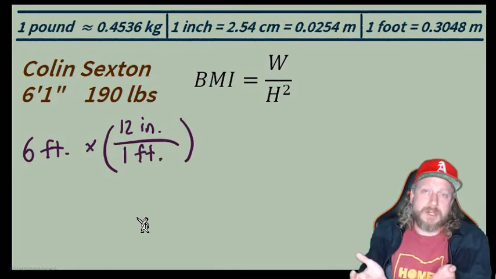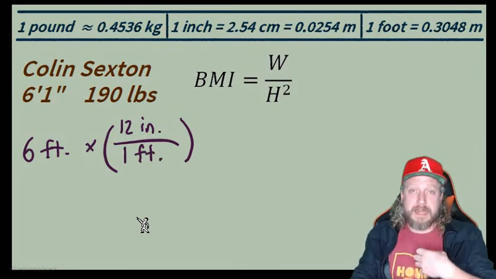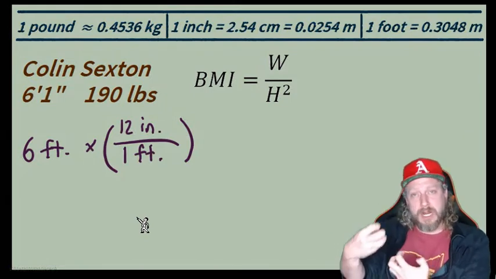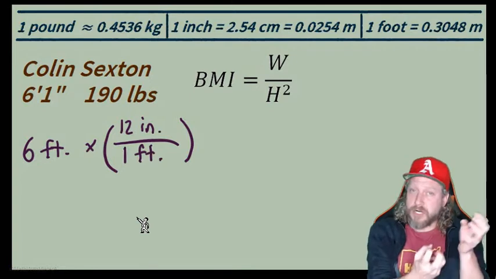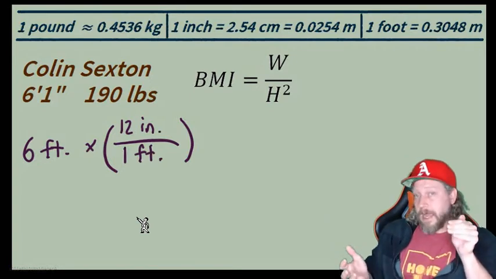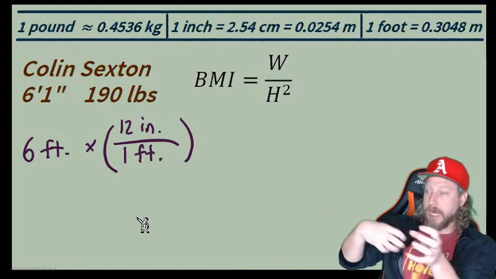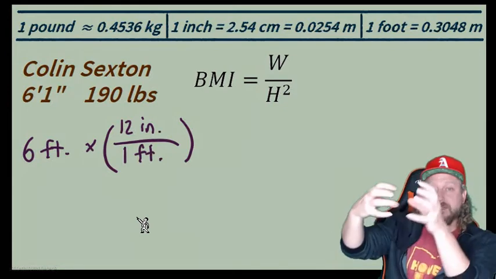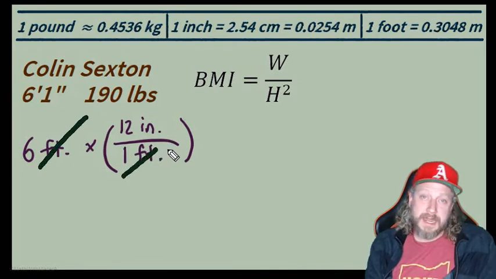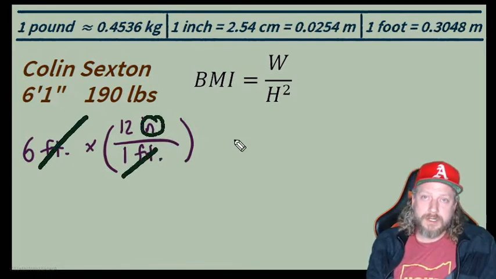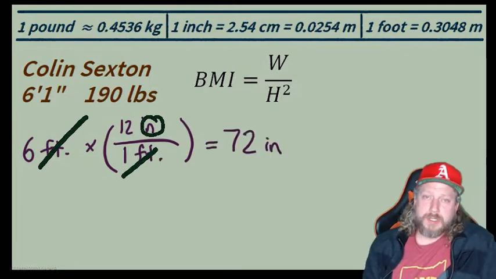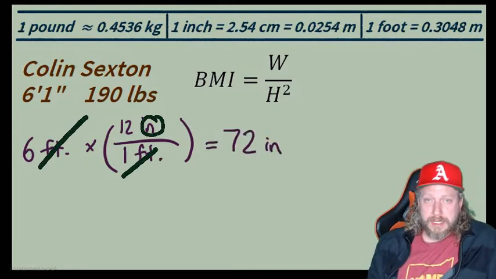So I have this fraction to set up, that's my conversion factor, 12 inches in 1 foot. And I want to set that fraction up so that the units I'm starting with, the 6 feet, are in the denominator so that they'll divide out, and the units that I'm trying to achieve, the inches, are left in the numerator. So with this setup, those units of feet divide out. We're left with inches when we multiply the 6 times 12. So 6 feet with 12 inches per foot equals 72 total inches.